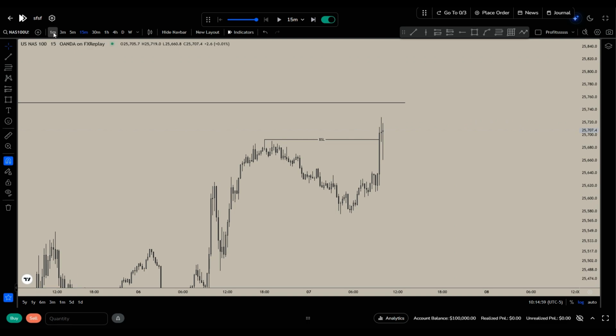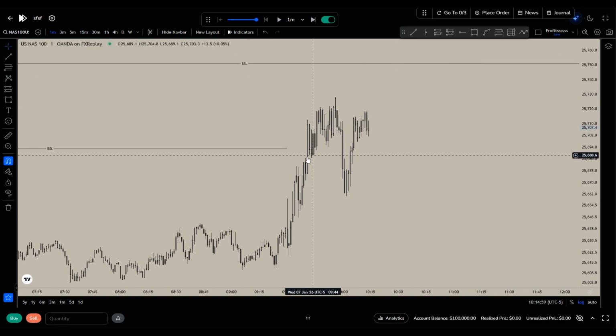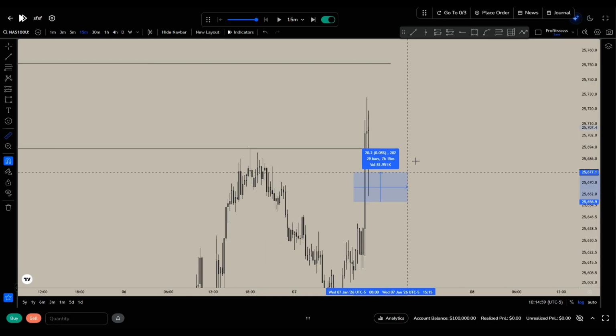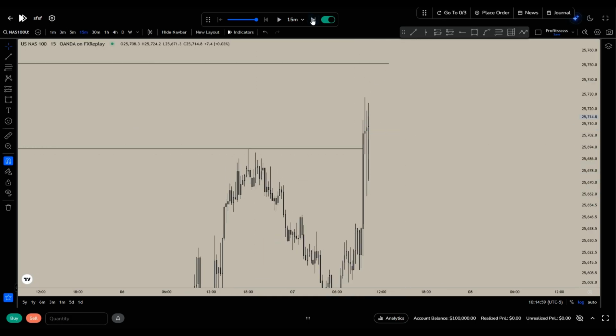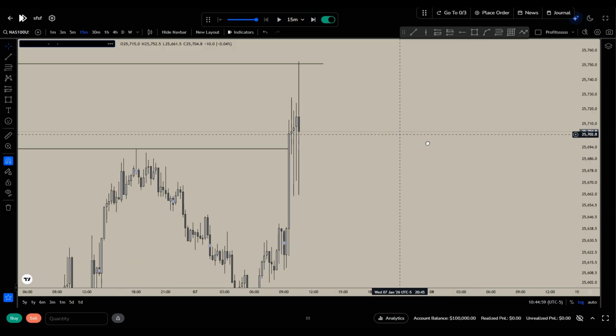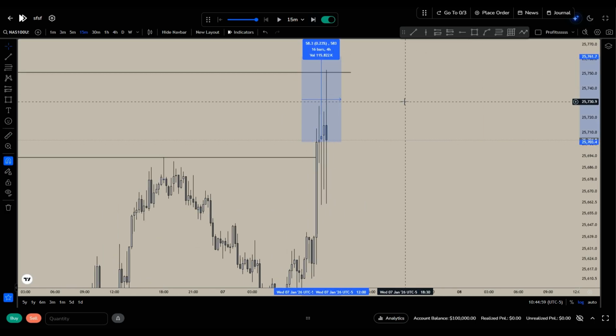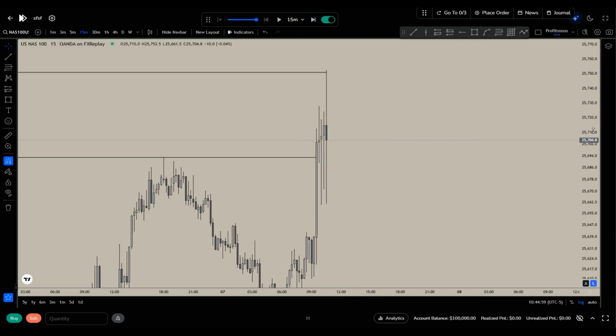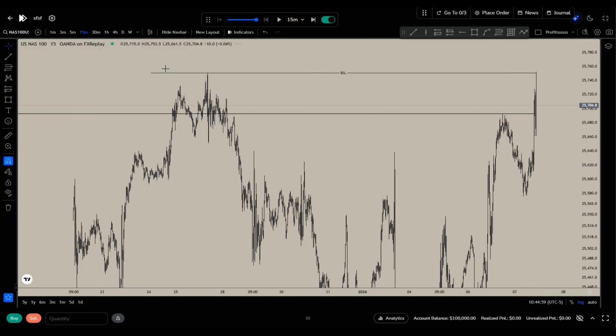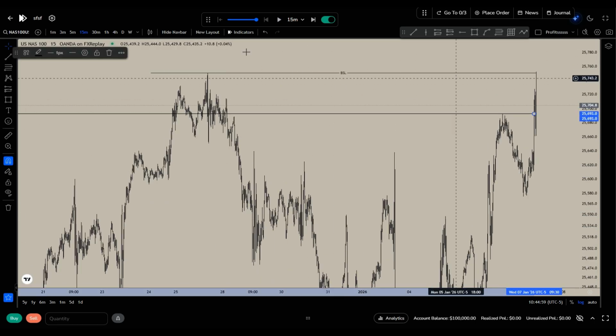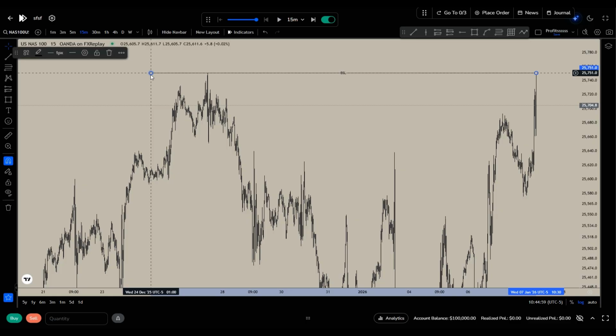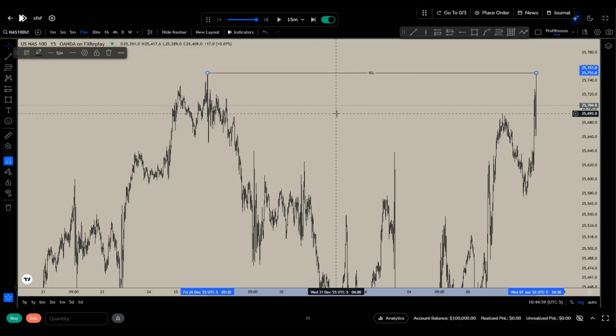Okay, beautiful, right? We come down into this 15-minute fair value gap, right? We respect it with this wick. And then what are we doing? We're continuing higher, and we continued higher and took this draw on liquidity for the day, all right? This beautiful draw on liquidity, right? I don't know why that got messed up, but we take this draw on liquidity for the day, all right?